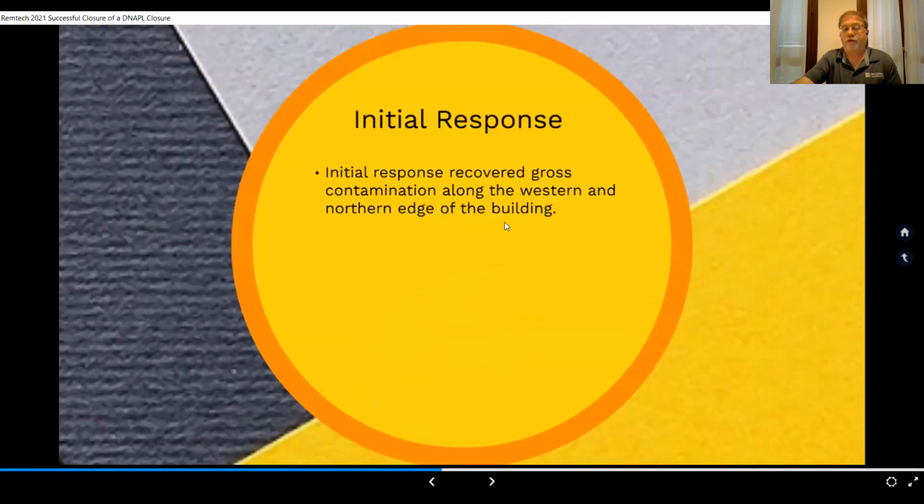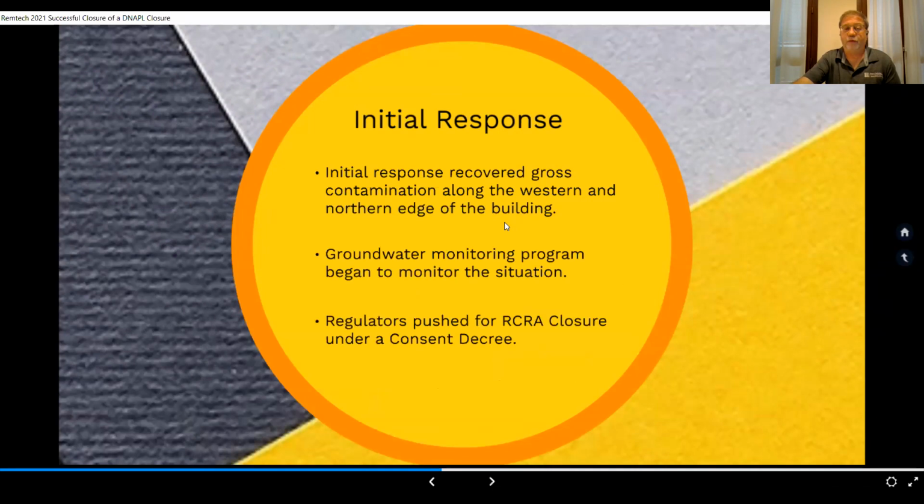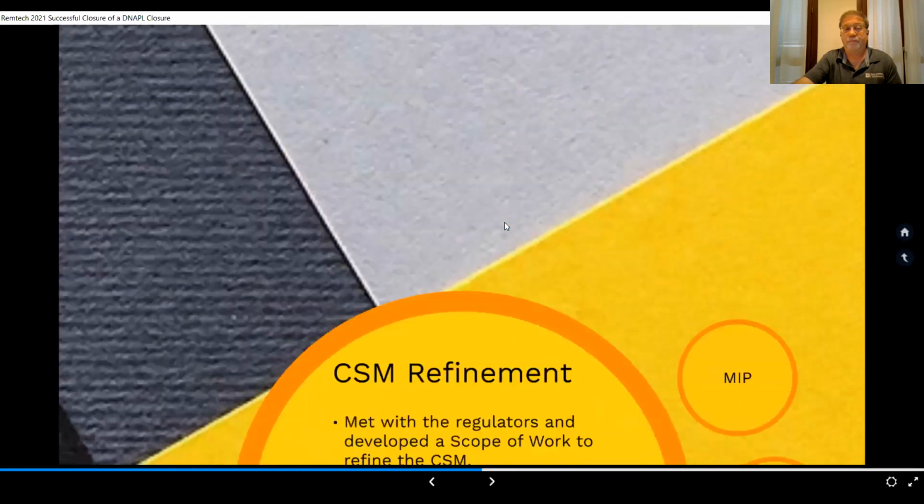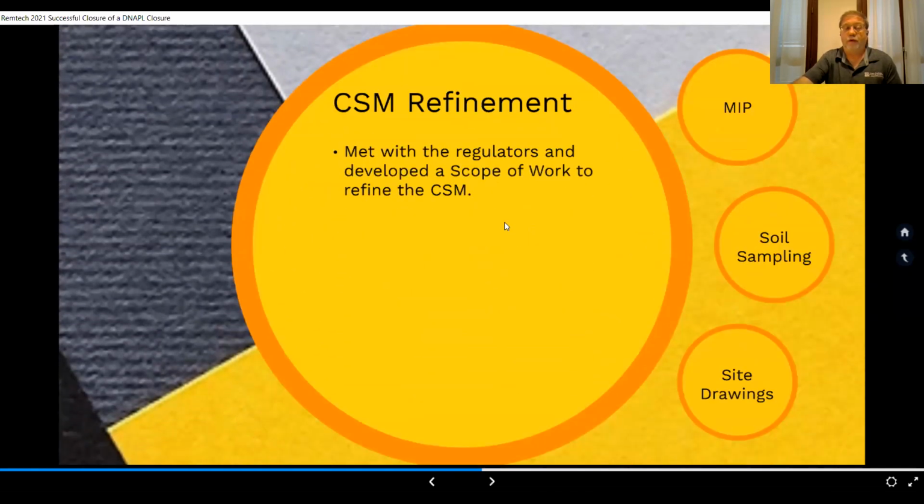The initial response was to remove the gross contamination. So anything that was exposed outside, they could easily grab hold of and suck out with vac trucks and those kind of things. And that's what they did. And then they entered a groundwater monitoring program that lasted almost a decade. And by the time a decade was up, the regulators were pushing for some kind of closure because they really hadn't done anything except remove gross contamination associated with the original spill. And this was all done under a consent order. So that's when we were hired.